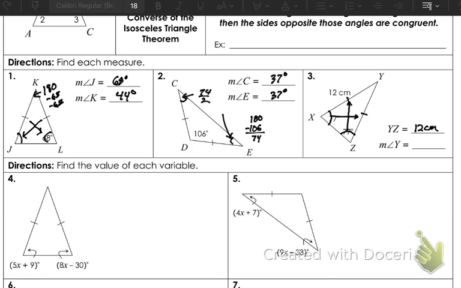And if I know two angles, I know that third angle. Can someone give me that third angle? What's the measure of that third angle? I heard a 26. Is it 26? Did anyone else get 26?